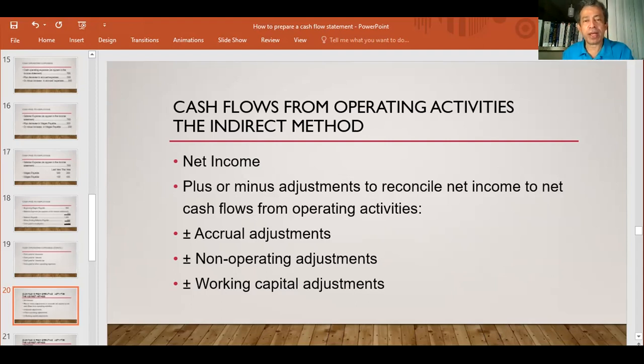Non-operating loss added back, non-operating gains subtracted. All right, so that's the non-operating adjustment. Then we do working capital adjustments. All right, operating current assets.